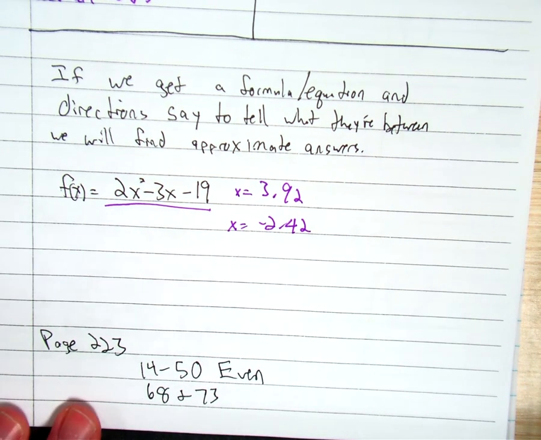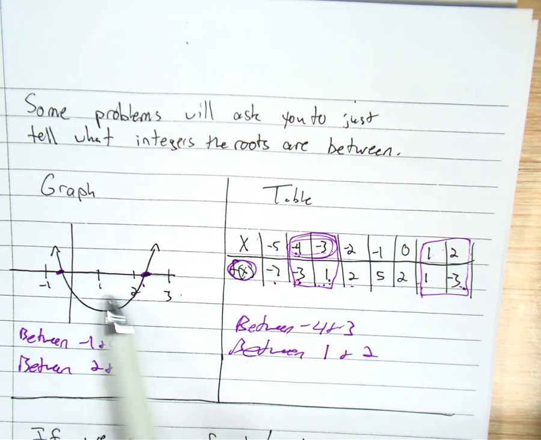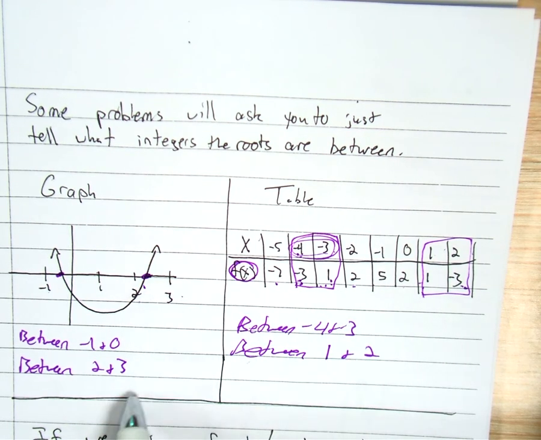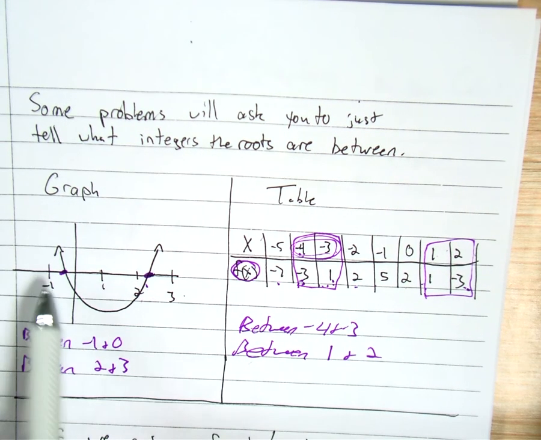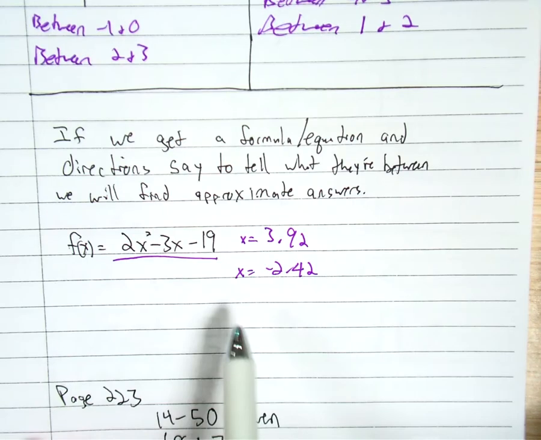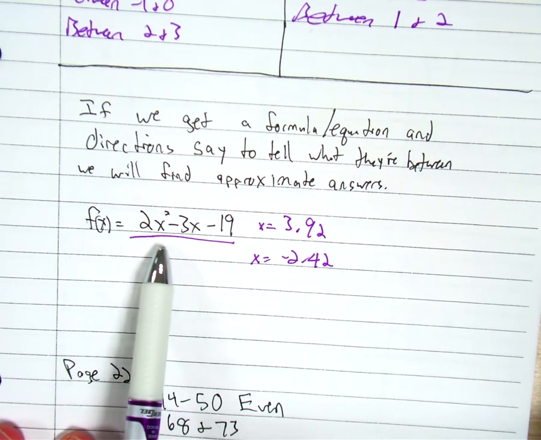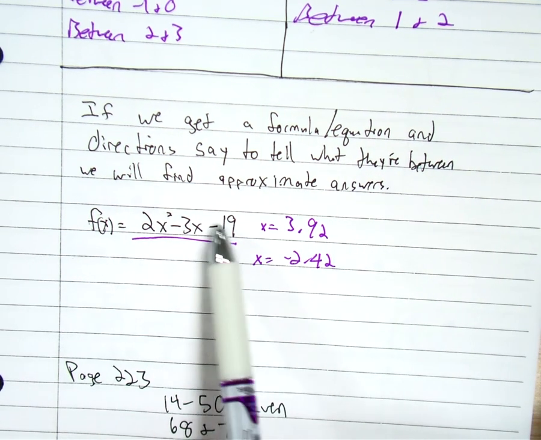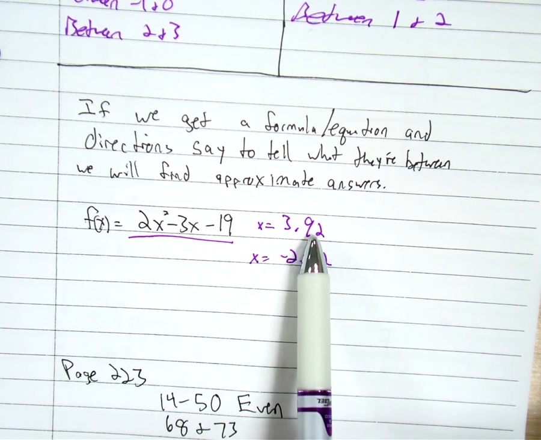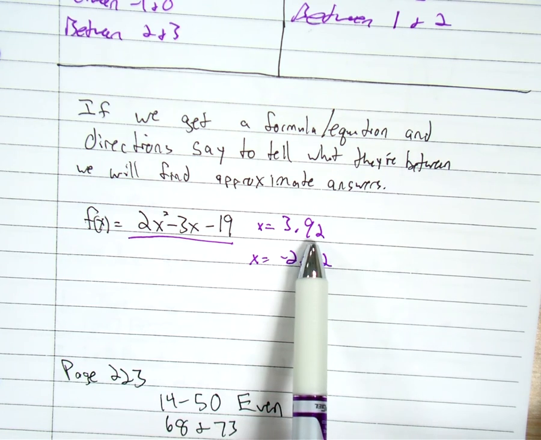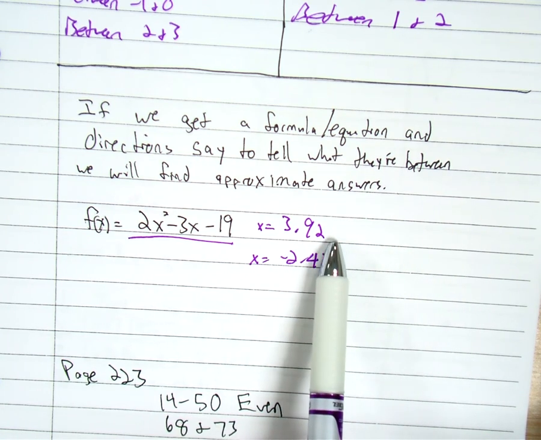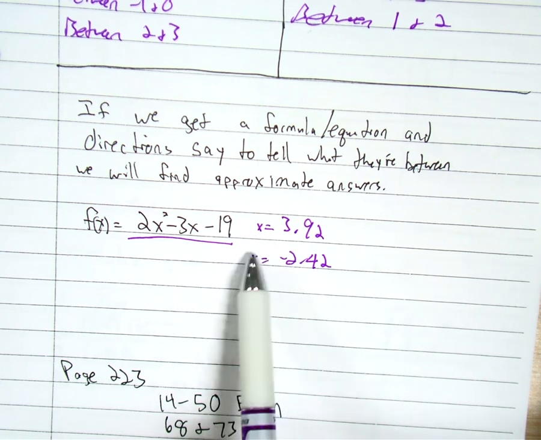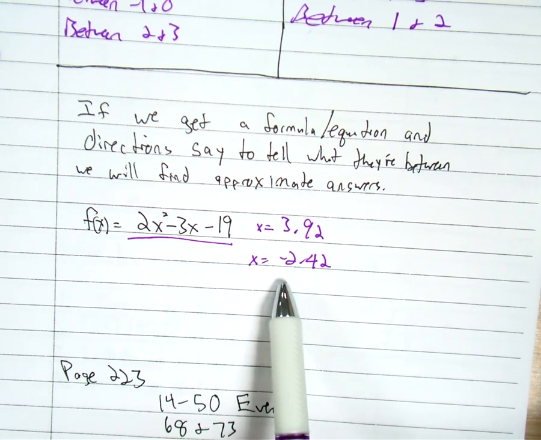So, if it gives us only a picture or only a table with no equation, we have to play their game. And we have to tell them what ones it's between. We have no other choice. If they do give us an equation and it says to tell what they're between, we're not going to do that. If we have an equation, we're going to get the actual answer. All right, and use your calculator to get as close as we can. Let's go 2 decimal places unless it says otherwise. We'll go with 3.92, negative 2.42. Okay?